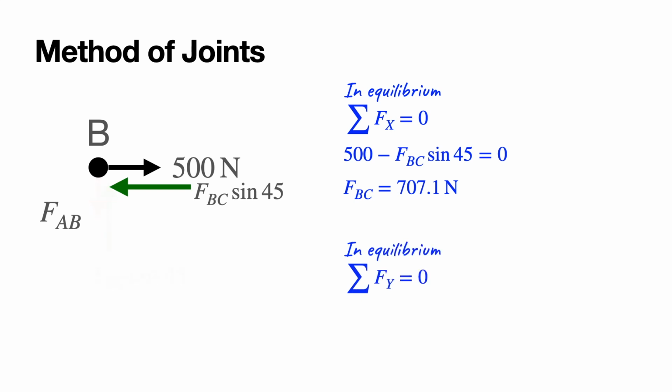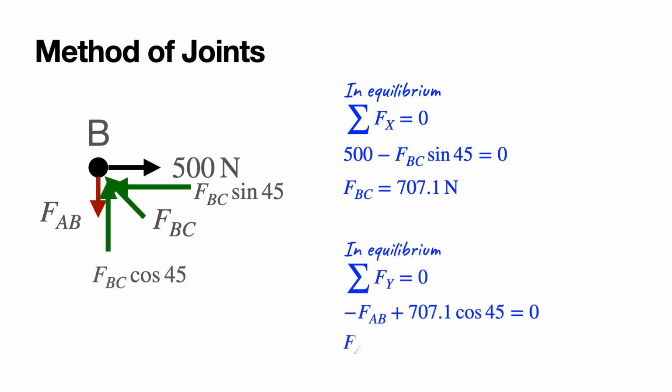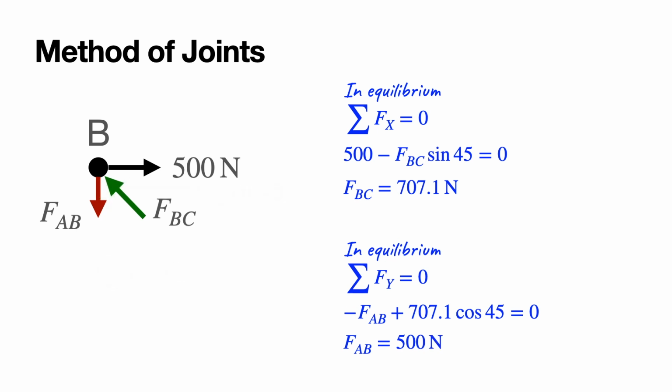Okay, so now you repeat the same step for the Y direction. Summation of these two forces would be equal to 0. Therefore, the magnitude of FAB can easily be calculated, which is equal to 500 Newton. Using the method of joints, you can see that we are able to calculate the forces acting on beam BC as well as beam AB.